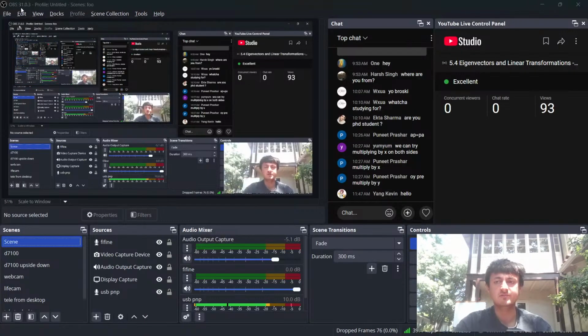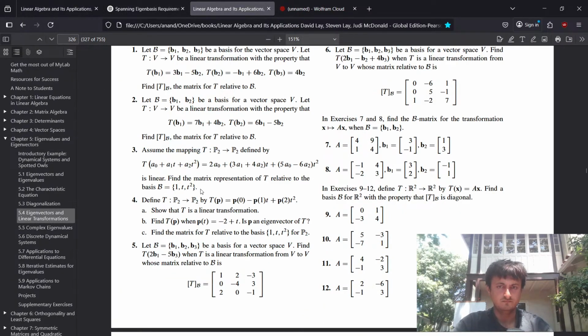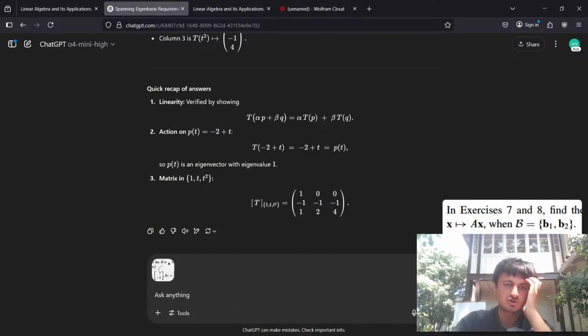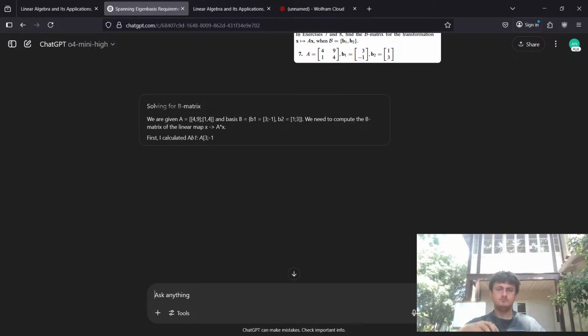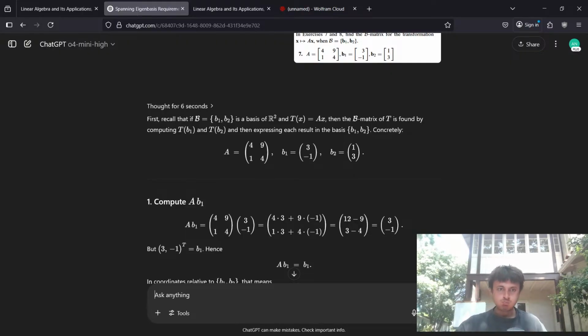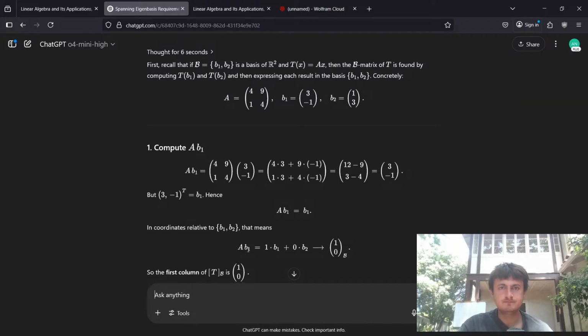All right, that's problem 7. Let's check the back of the book. 0. Wait, I got it transposed. How did that happen? I got it transposed with a row flip. That's weird. What?